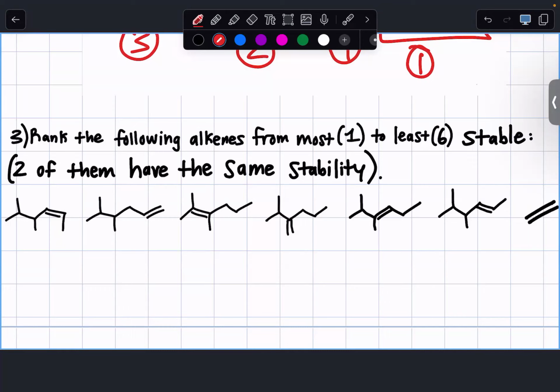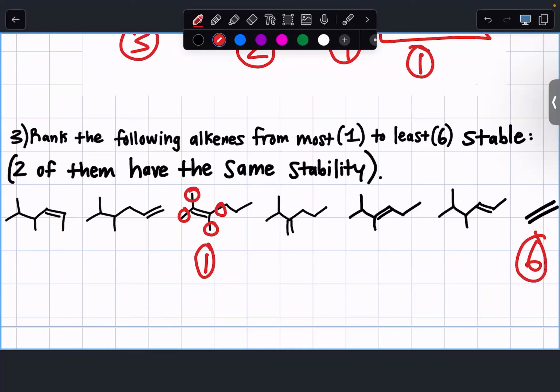Which one of these is the most stable double bond? The third one, yes. 1, 2, 3. Because this third one here is tetra substituted. Which one of these is the least stable double bond? The one on the very right. Yes, because that is unsubstituted, no R groups at all.